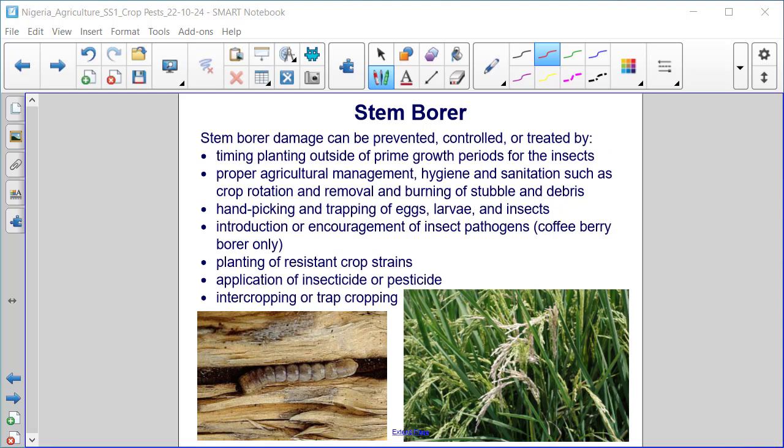Stem borer damage can be prevented, controlled, or treated by timing planting outside of prime growth periods for the insects, proper agricultural management, hygiene and sanitation such as crop rotation, and removal and burning of stubble and debris. Hand picking and trapping of eggs, larvae, and insects, introduction or encouragement of insect pathogens, for the coffee berry borer only, planting of resistant crop strains, application of insecticide or pesticide, and intercropping or trap cropping.